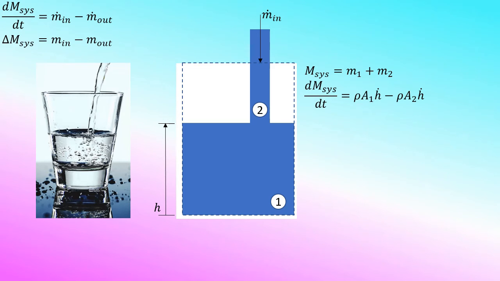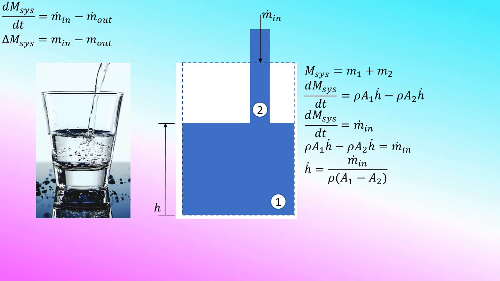So we can make that substitution, and then we find the right side of the equation just by taking all of our terms in, all the terms crossing system boundaries, and we find that dm_sys/dt is m dot in. So we put the two sides of the equation together, just substituting for dm_sys/dt, and we find that rho A1 h dot minus rho A2 h dot is m dot in. So we can solve these for h dot, and we've solved our problem.